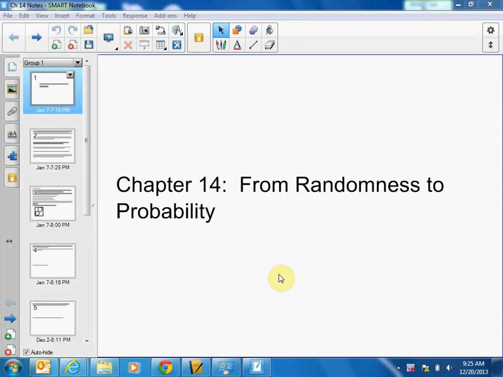Hello class, welcome to a discussion on introductory probability. This is chapter 14 in your book. We're going to look at randomness tied to more formal mathematical probability today.